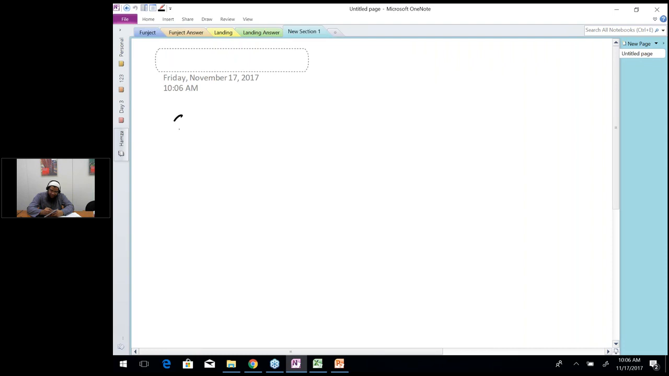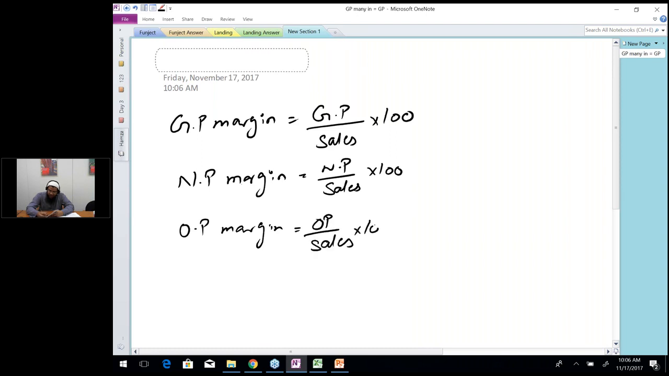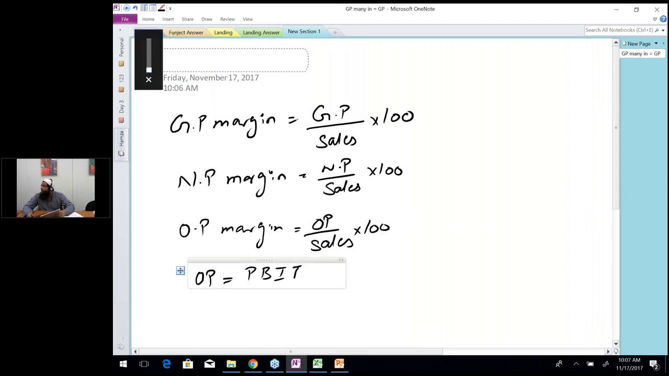Basically, you should be aware of some basic ratios such as GP margin. The formula for gross profit margin is gross profit divided by sales into 100. The net profit margin is net profit divided by sales into 100. The operating profit margin is operating profit divided by sales into 100, and by operating profit we mean profit before interest and tax, PBIT. Apart from this, you should be aware of some other basic ratios.